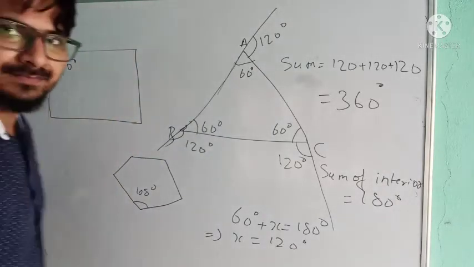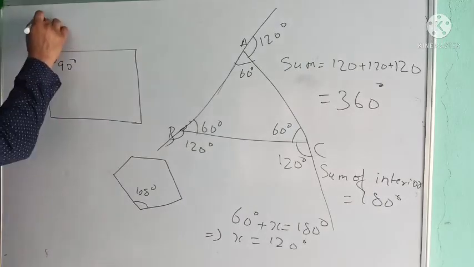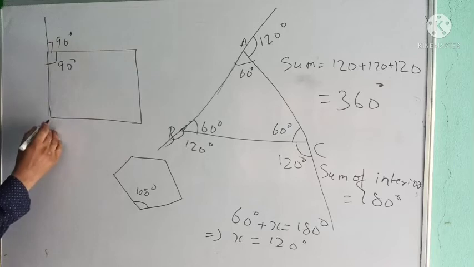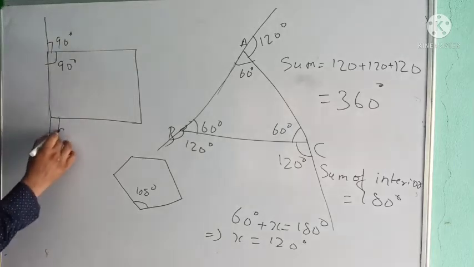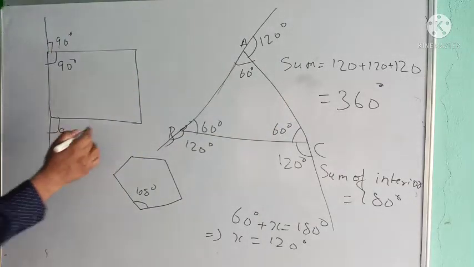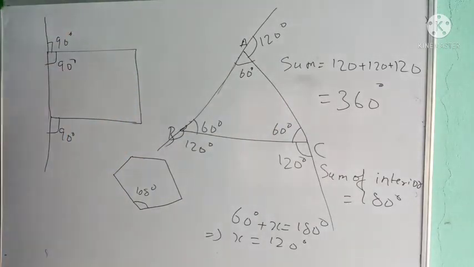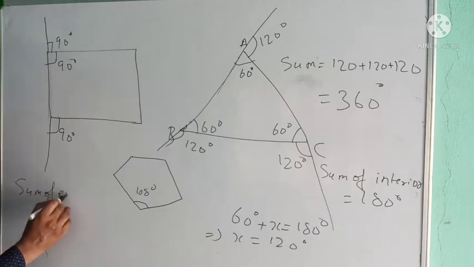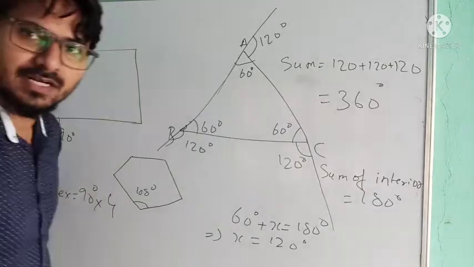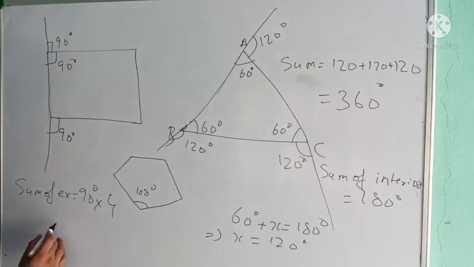This is 90 degrees. Again, the same thing we will do. This will also come 90, and here also this will come 90, same as we did in the triangle. So you can see that you will get four different exterior angles, and the sum of exterior angles will be 90 into 4. I hope it is visible. 90 into 4, so you will get 360 degrees.